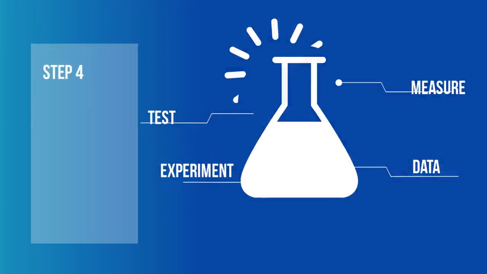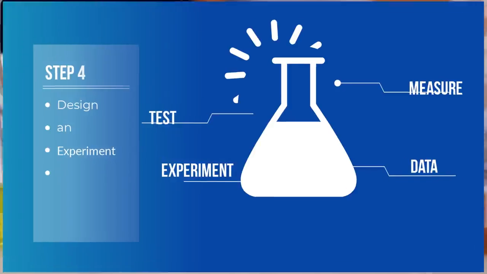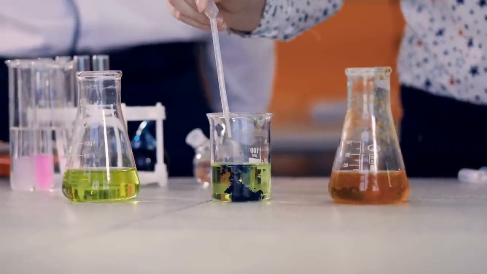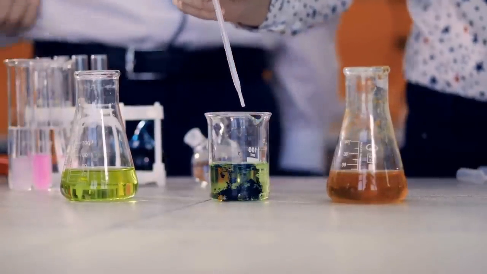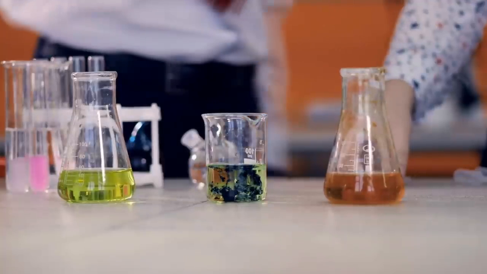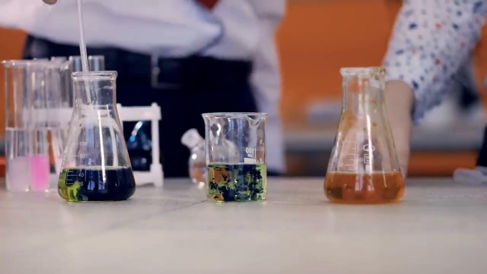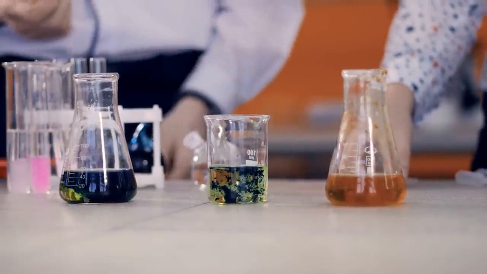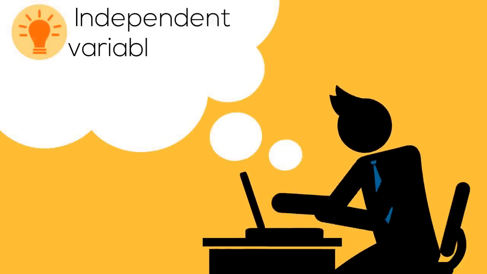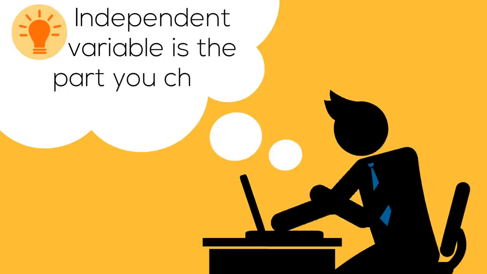Step 4 is design an experiment. The experiment should be designed to test the hypothesis, and during the experiment, observations are used to collect measurable data. The experiment will include 3 variables. First variable is the independent variable. It is the part of the experiment that you change to see how it affects the dependent variable.